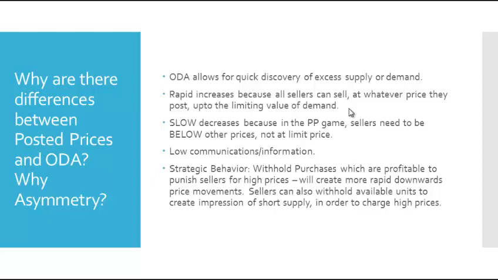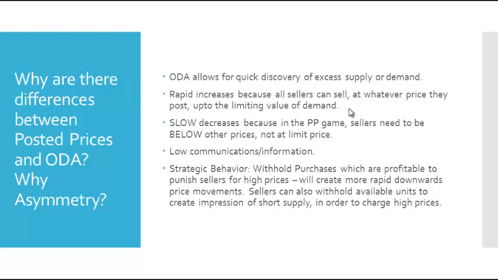So the question is, why are there such big differences between posted prices and ODA? And also there is some asymmetry. You see, when the prices were high, the posted prices discovered the competitive equilibrium, but when they were low, they did not. So there is rapid convergence towards competitive equilibrium if it is high, but when it's low, there is not. So there is asymmetry. So why? So we need to understand these things.